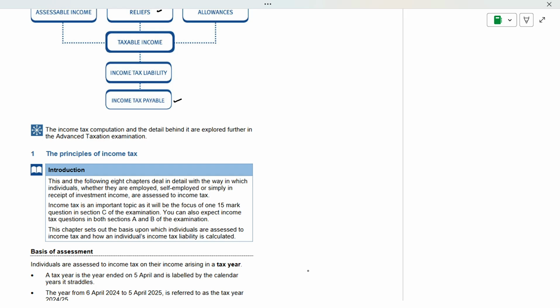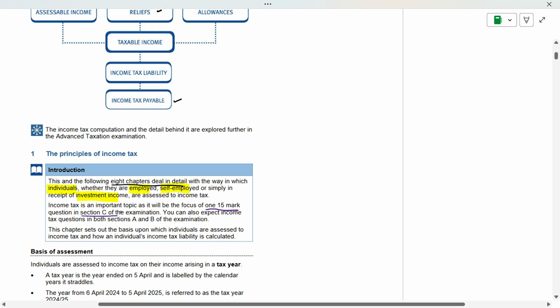This and the following 8 chapters deal in detail with one full question. It talks about individuals, whether they are employed, self-employed, or simply getting investment income, and how they will be assessed to income tax. Income tax is important. They get a 15 marks question in section C, and they will give some questions in sections A and B also.